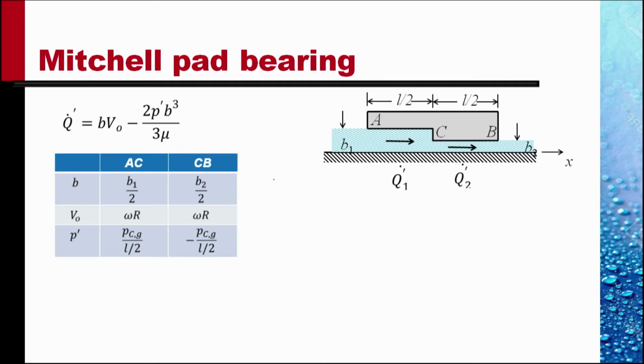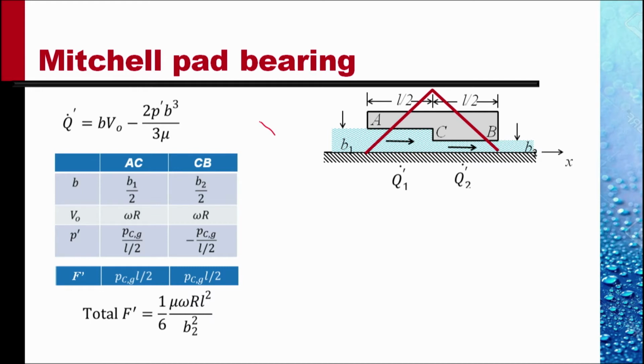We can find out the value of the flow rate q dot prime 1, and we can find out the value of q2 dot prime for the second part, and equate the two. All variables have known values except for PCG. So this way we can evaluate the value of PCG. Once we evaluate PCG, we can evaluate the vertical force that it can support.